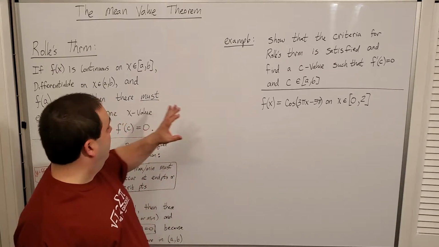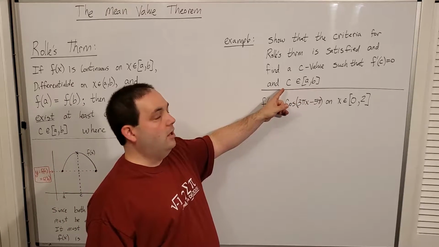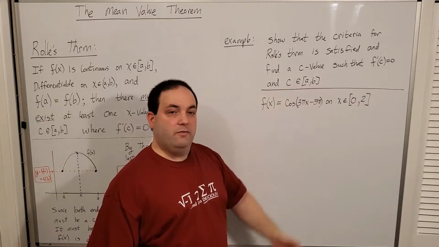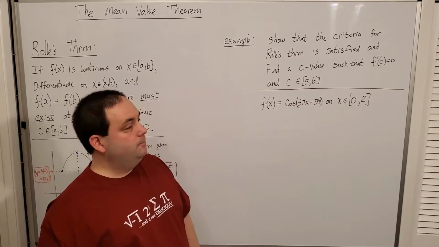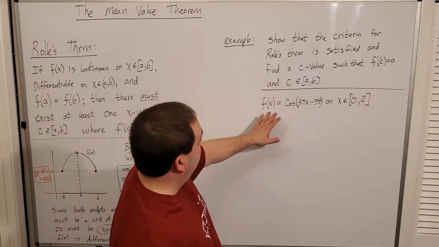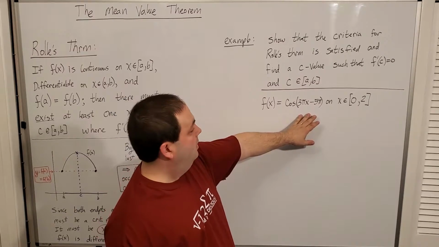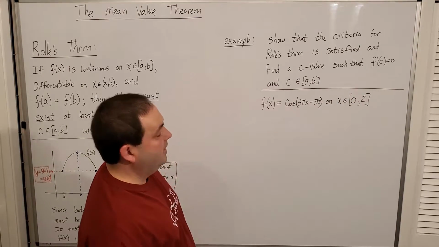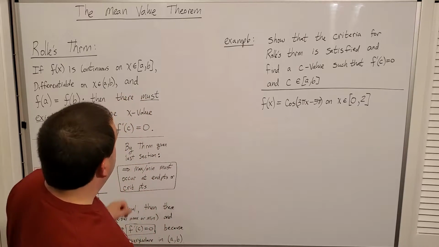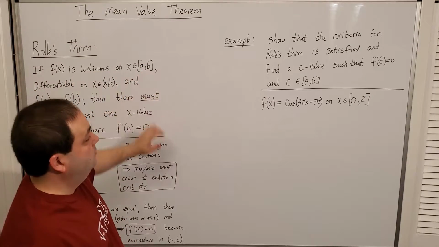Okay, so if I can show that Rolle's theorem is satisfied, then the guarantee is that I'll be able to find at least one value of c in this interval where there will be a critical point. Okay, so let's go through the criteria. The function is cosine of 3 pi x minus 5 pi, on the interval where x is 0 to 2. All right, so then the criteria are it must be continuous on the interval.